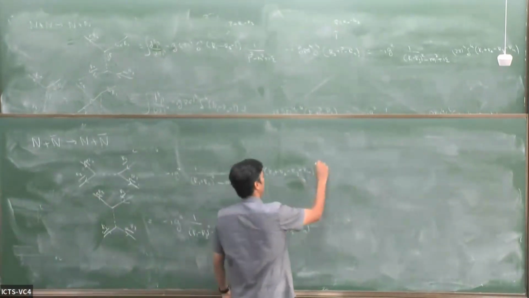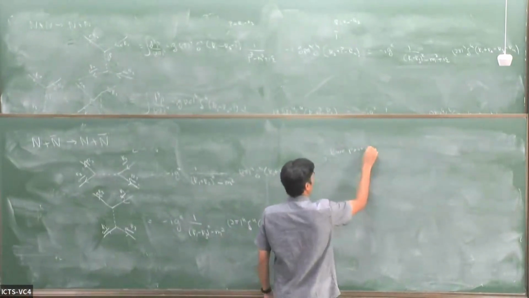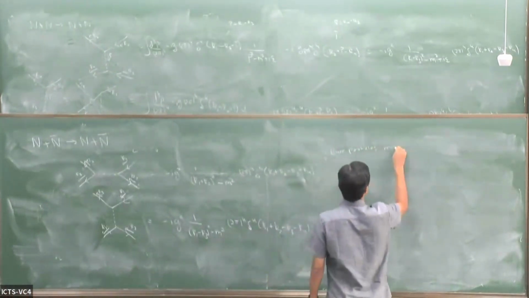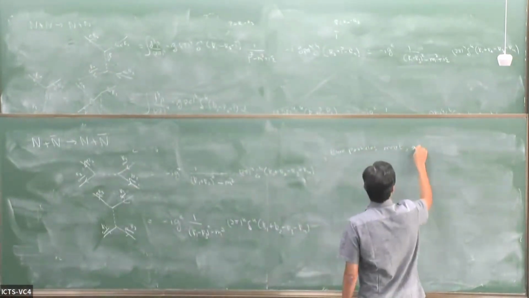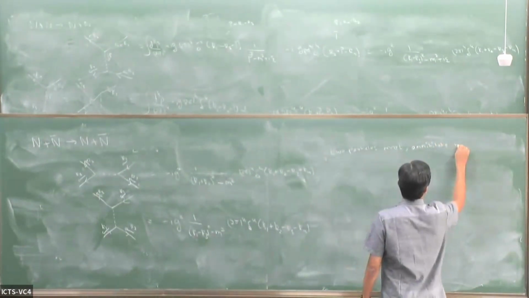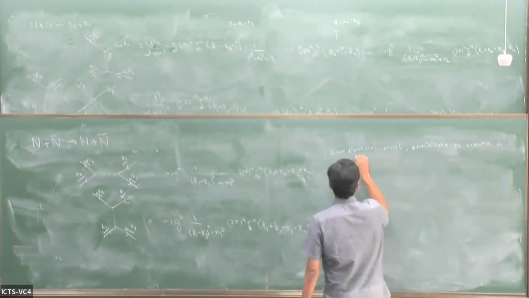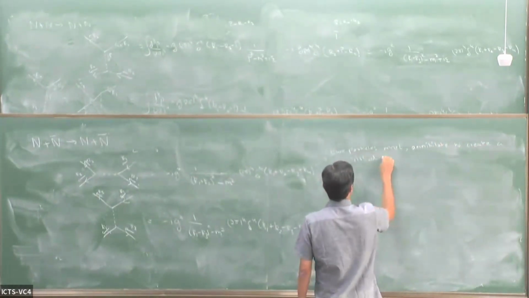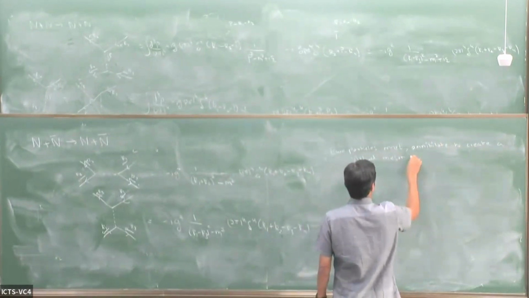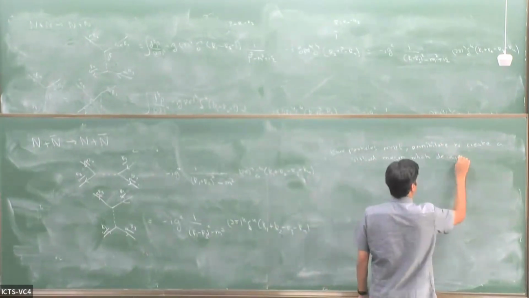So the story is two particles meet and annihilate to create a virtual meson, which decays back into two particles.